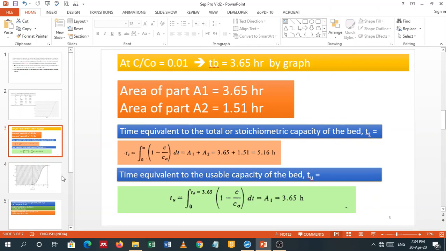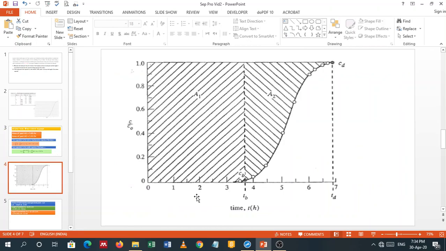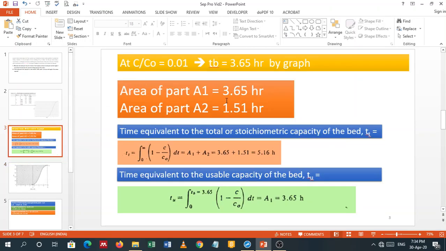The second step in the calculation is the area calculations. Up to the breakpoint time, this is area A1, and the remaining area is A2. We have to calculate the area under A1 and A2. It is very simple, and I have already discussed the calculation method for the areas A1 and A2. If you go through the calculation, you will find that the area A1 is 3.65 hours and the area A2 is 1.51 hours.